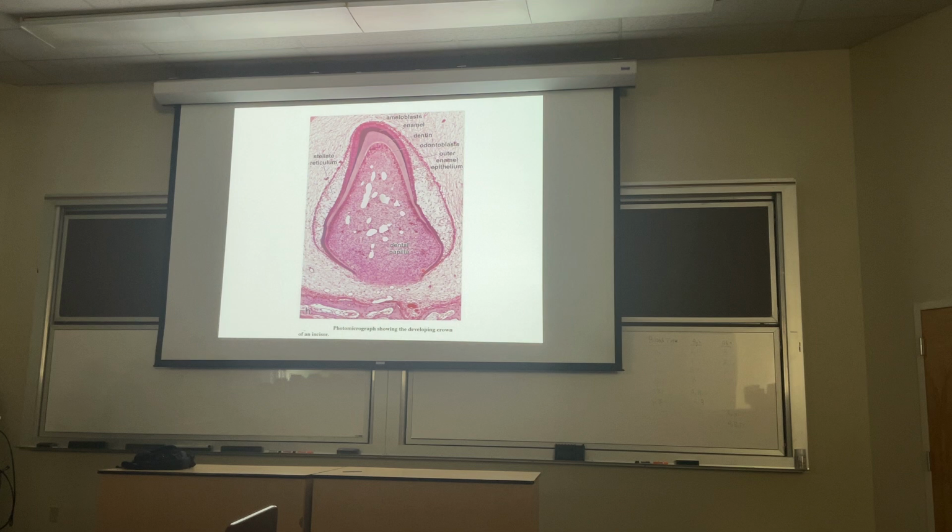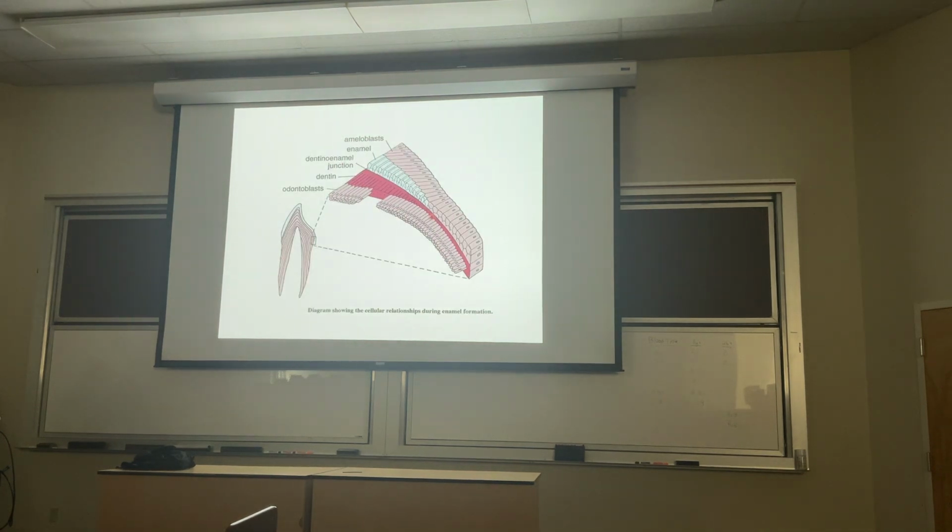Here it is a little later, and we can see some of the odontoblast and the dentin, and then the enamel, that real dark, the ameloblast, the stellate reticulum here. We've seen some of that. These are again the layers.